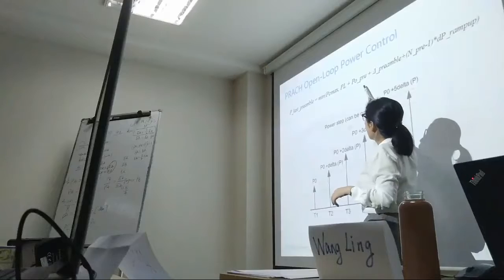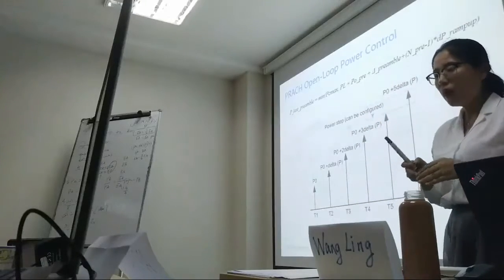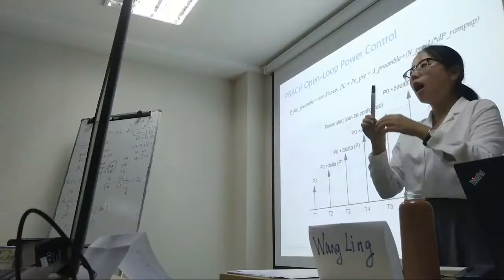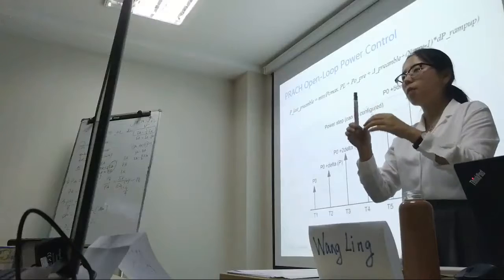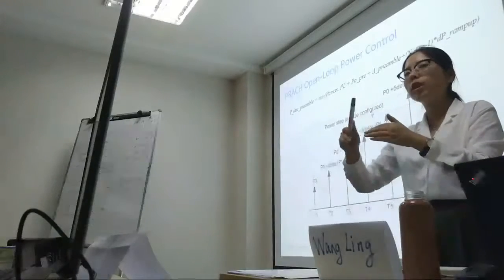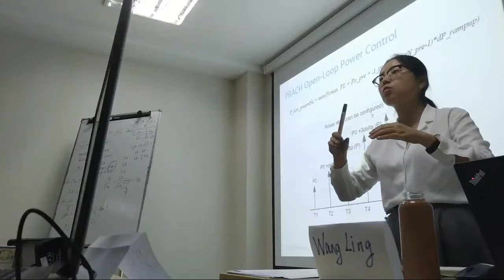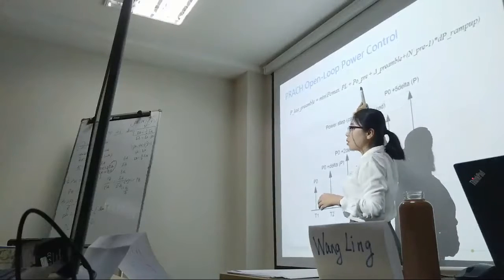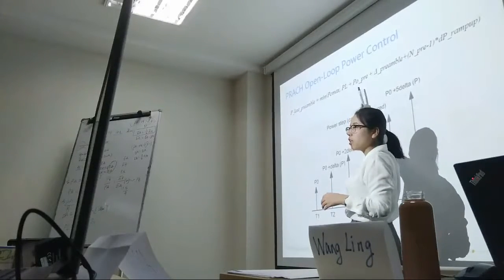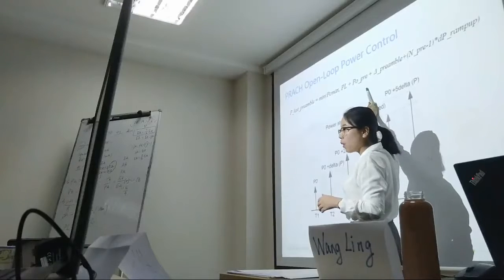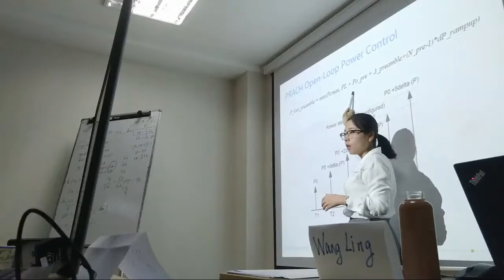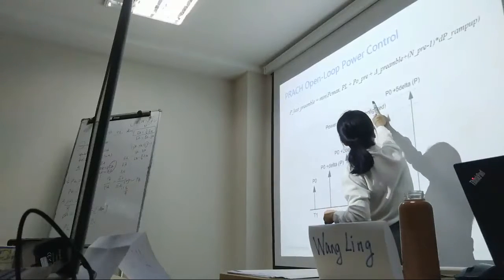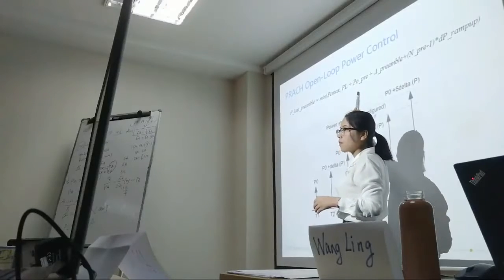And there is the preamble initial received target power. In the NodeB side, it has a power value. If you transmit information to me and I want to decode it successfully, at least I need to receive this value. This is the value the NodeB side wants. The NodeB hopes it can receive the preamble at a level at least greater than this value. So this is the initial value, and then we add the path loss.